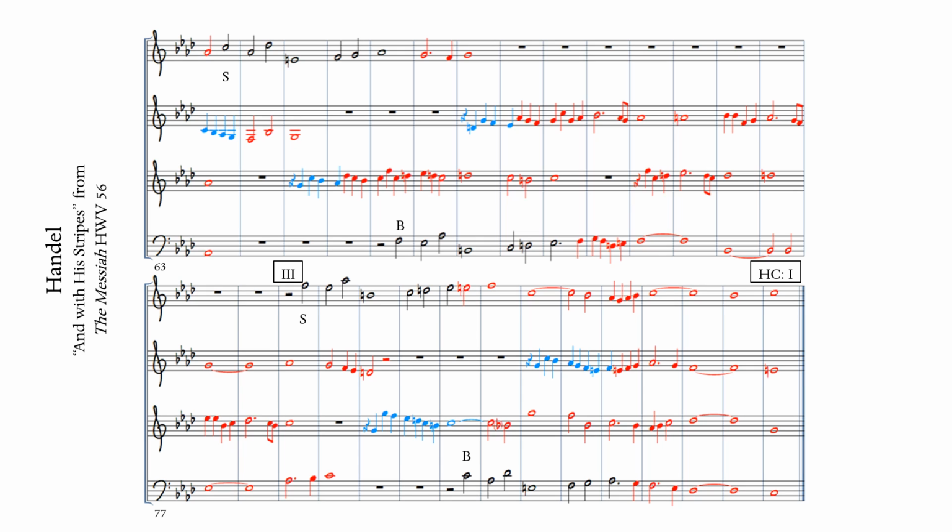In the next video, we will be looking at some of the rarer types of countersubjects and how they are used in designing and composing a fugue.